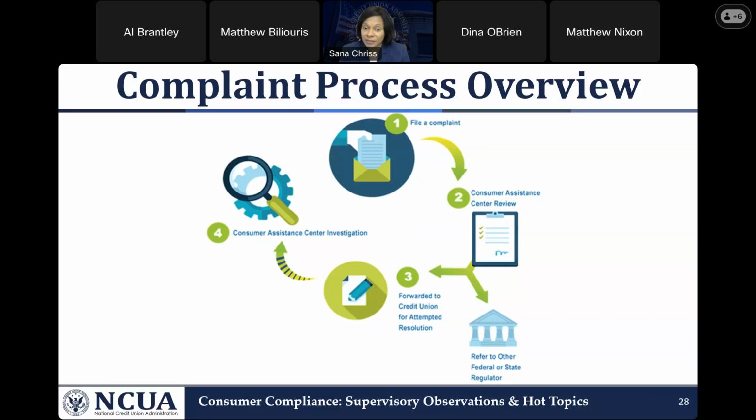Other circumstances where we will move to a phase 2 full investigation involve a credit union telling us that they simply were not able to resolve the consumer's concern. And lastly, a third instance is where the consumer receives correspondence from the credit union, but tells us they disagree. In their view, the complaint has not been successfully resolved. Next slide, please.